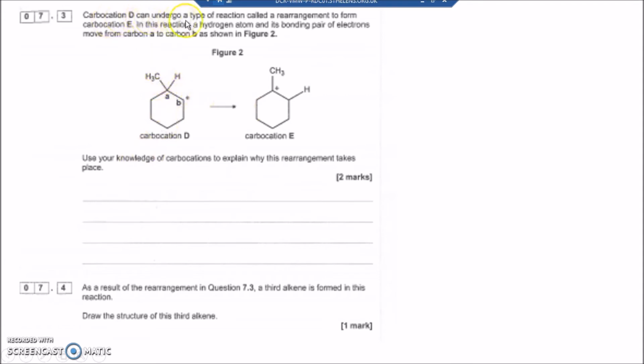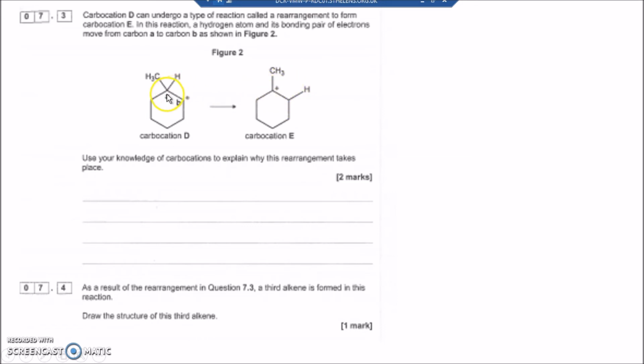(7.3) Let's have a look. Carbocation D can form a reaction called a rearrangement to form carbocation E. So this can turn into this. A hydrogen atom and its bonding pair of electrons move from A to carbon B as shown in figure 2. In other words, the plus charge moves.